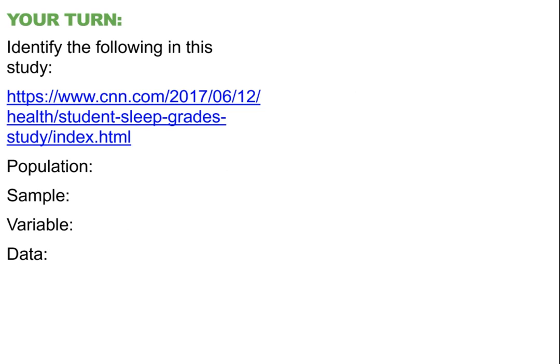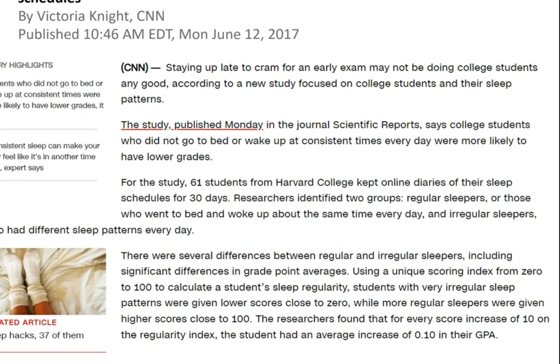All right. Now we're going to give you a chance to try your hand at this. I would like you to identify the following in this study. And there's a link, but I'm going to post it in the next slide as well. I would like you to find the population, the sample, the variable, and the data for this example. And let's read it together.